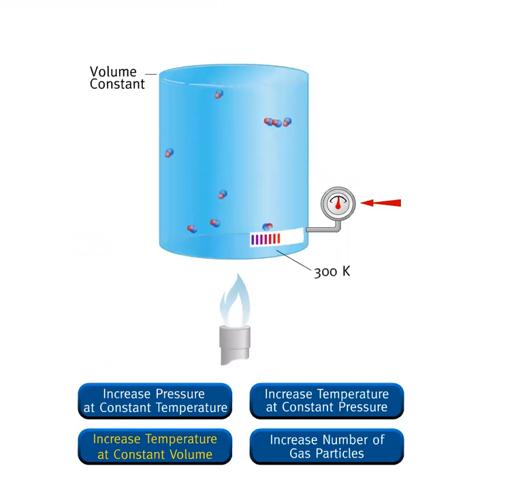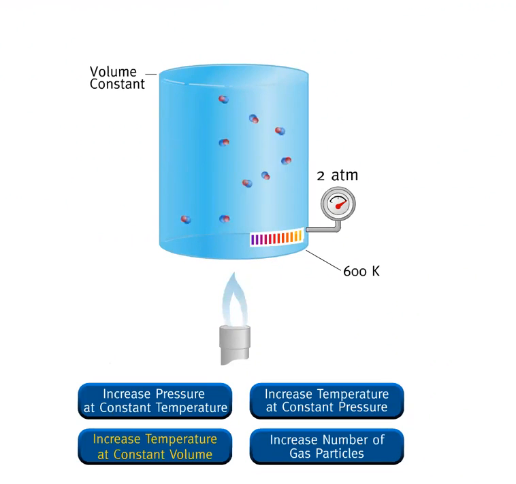Let's use a Bunsen burner to increase the temperature of the gas. As the temperature is raised, the average velocity of the gas particles increases. Thereby, the frequency and intensity of collisions of gas particles with the container walls increase. Pressure, which is defined as the force exerted per unit of surface area, will clearly increase as the frequency and intensity of collisions increase.